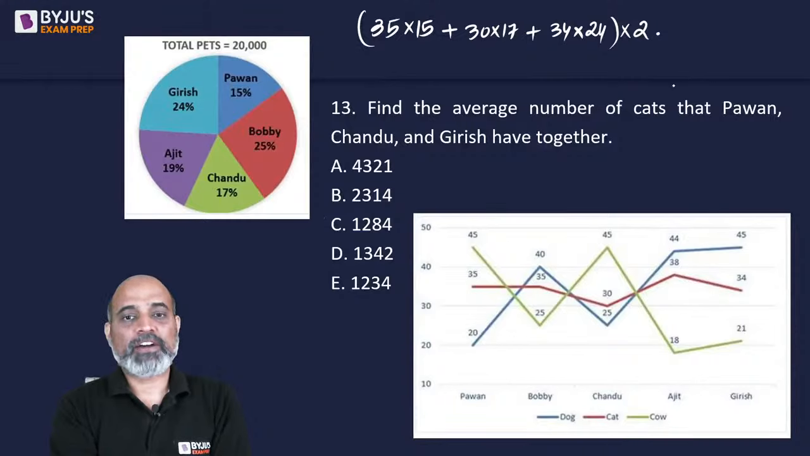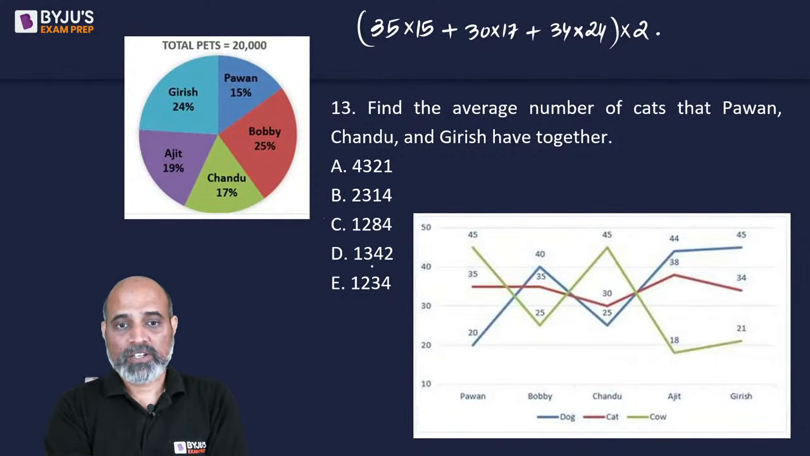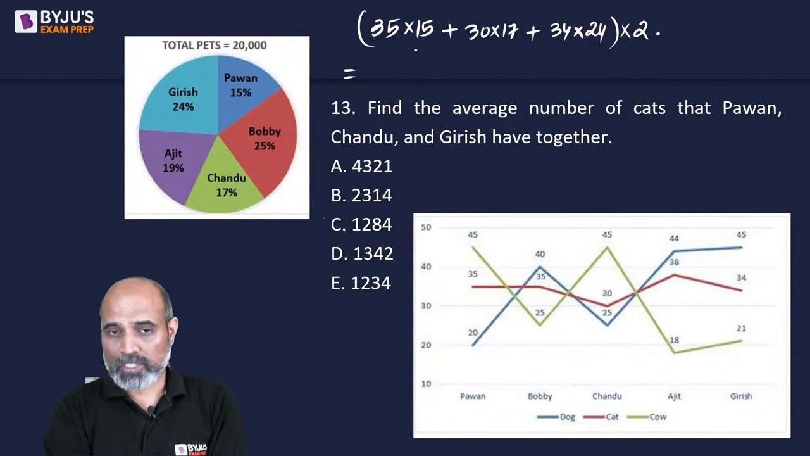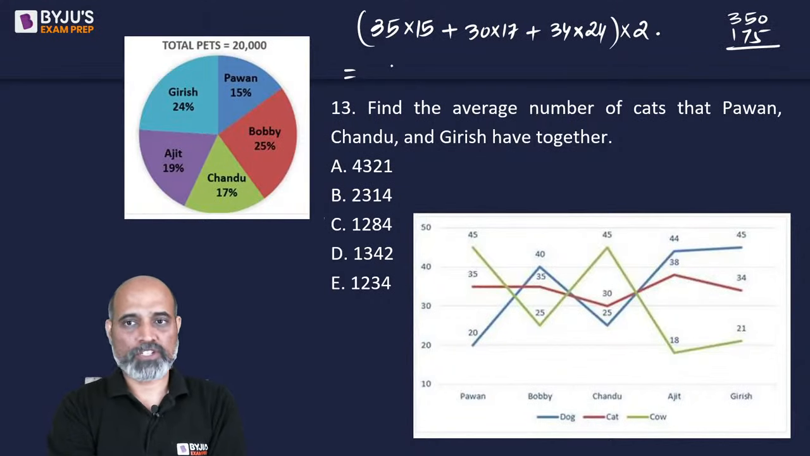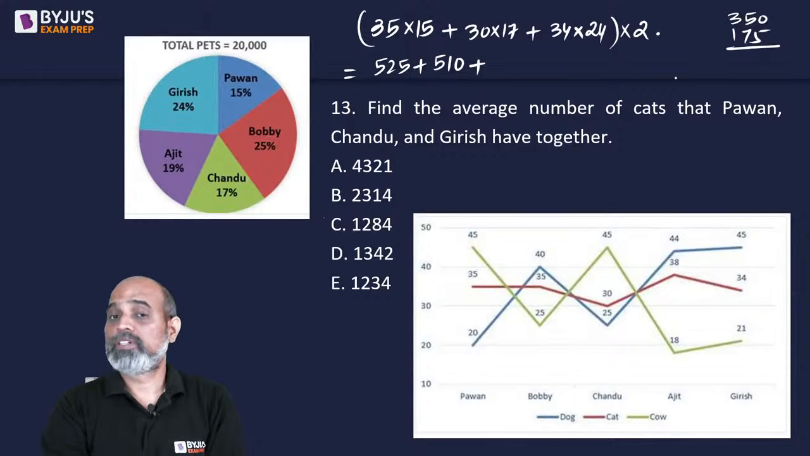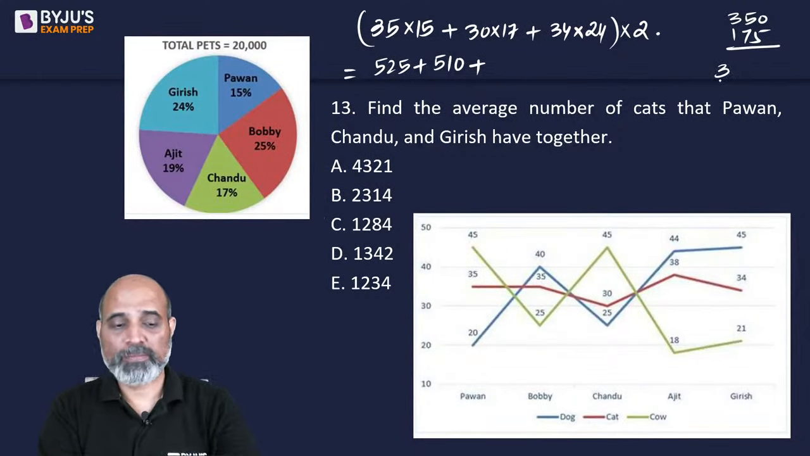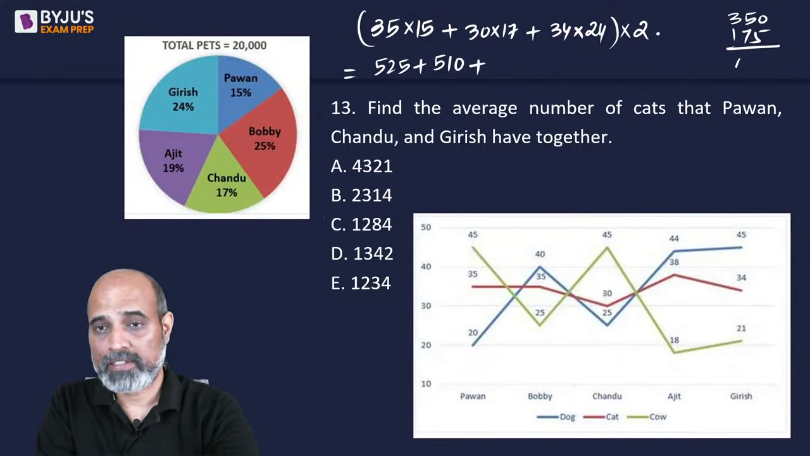Once we get this, we have to divide this by 3 as well. Now the options are again very close, 1284, 1234, so we will have to solve this. 35 into 15 is going to be 350 plus 175, which is going to give us 525. Plus 3 into 17 is 51, 510. Plus 34 into 24. This is going to be a little calculative, which is 340 plus 340, which is 680.